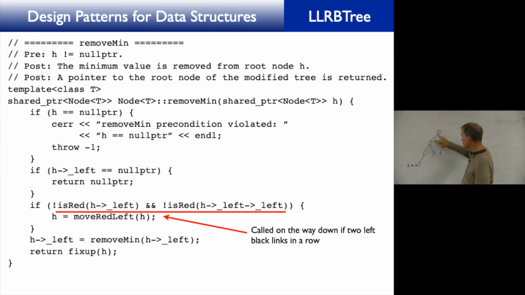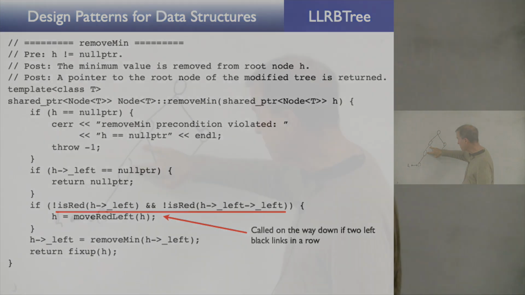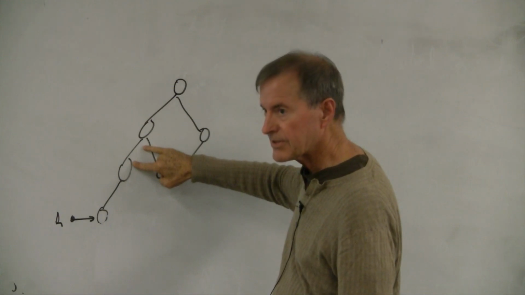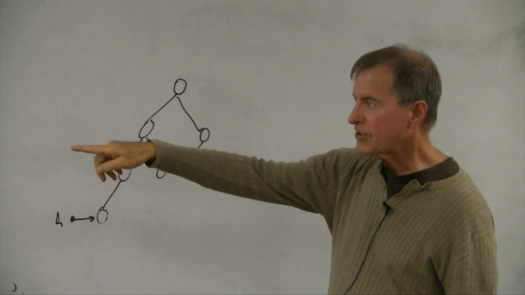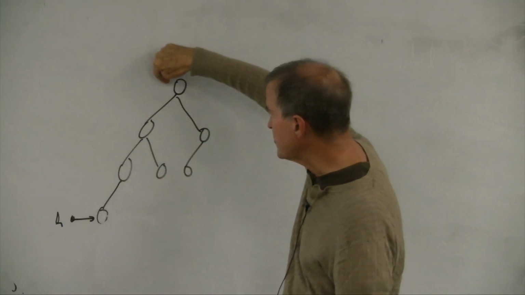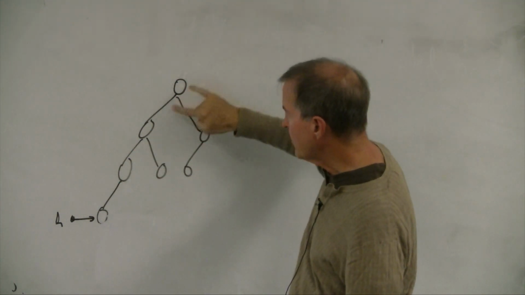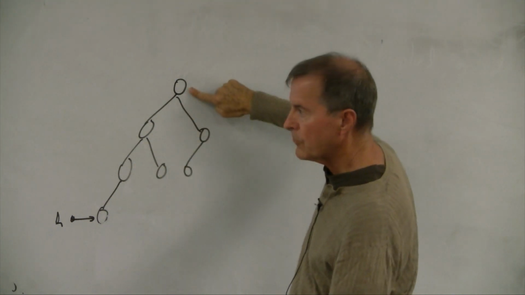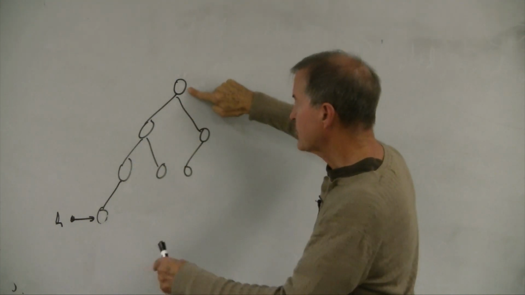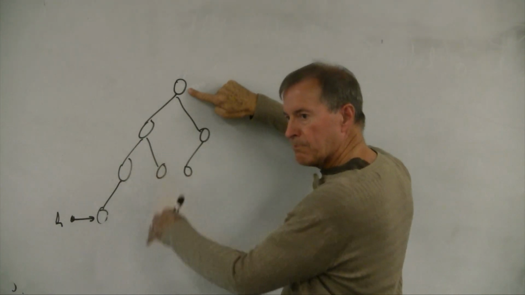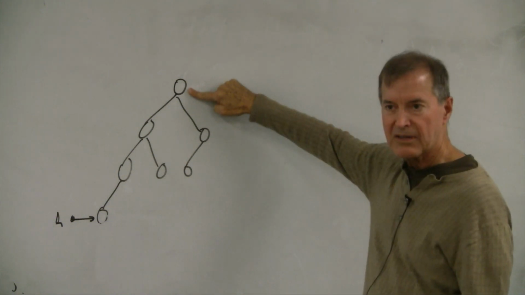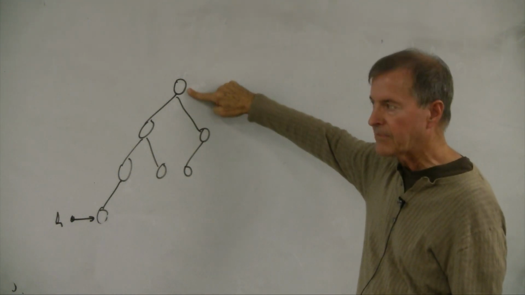So now we're not at the minimum. So now we're on our way down. And what this is saying is if there are two black left links in a row, what do we do? Suppose H is up here. So H is up here, and we had two black ones in a row. Then what does it do? Then we do H gets move red left H. So there is an adjustment that takes place at this point to create those reds so that we can push them down. Is everybody clear on that? That's the idea. All right?